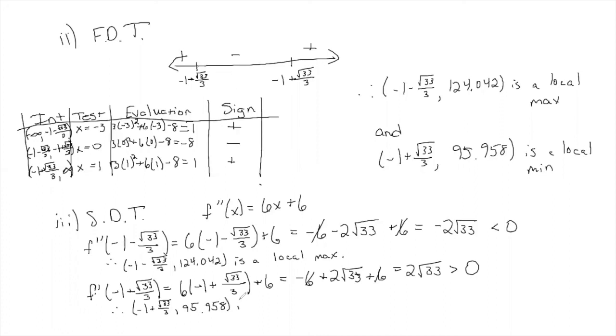95.958 is a local min. As expected, right? We get the same answer for first derivative and second derivative test. They will give you the same answer. And in fact, it looks like in this case, because the first derivative doesn't factor well, this is probably the easier way to do it, right?